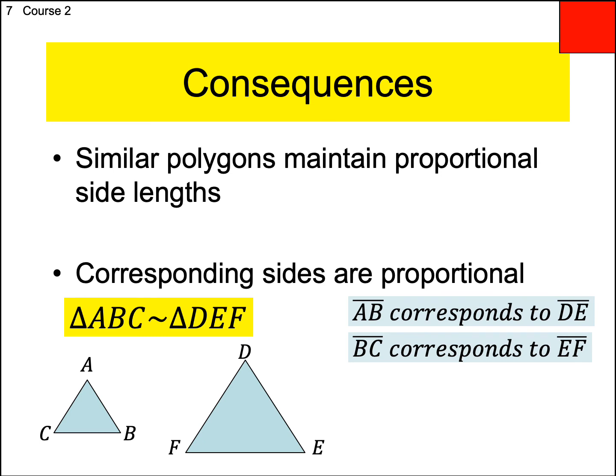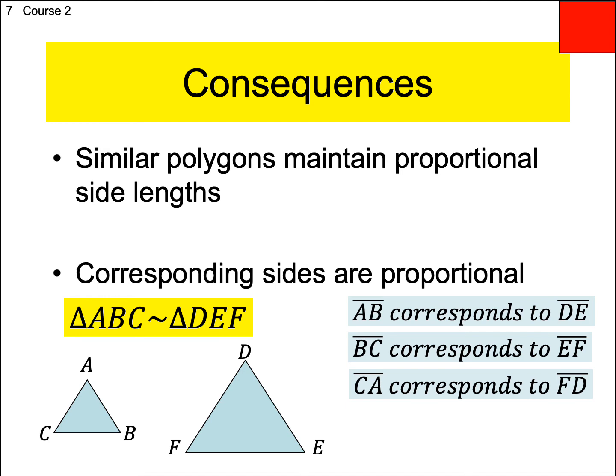I could get it from the picture as well, but trust me, we're going to flip the pictures around, and it's going to be confusing. So go with the yellow, the similarity statement. Lastly, CA would go with FD, okay? And I could have said AC and DF, either one.